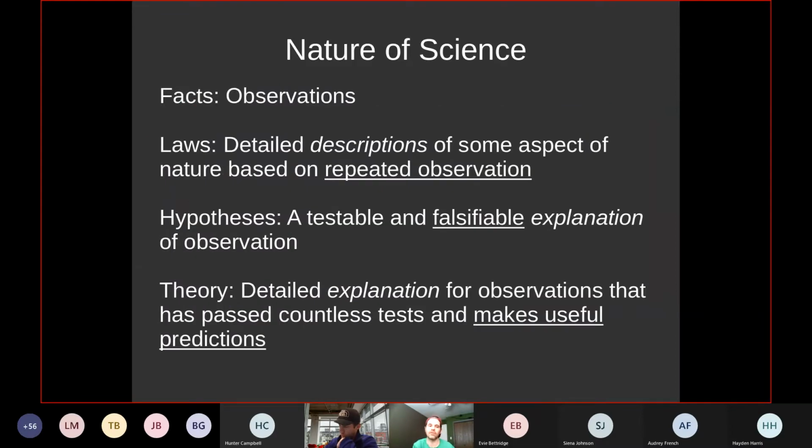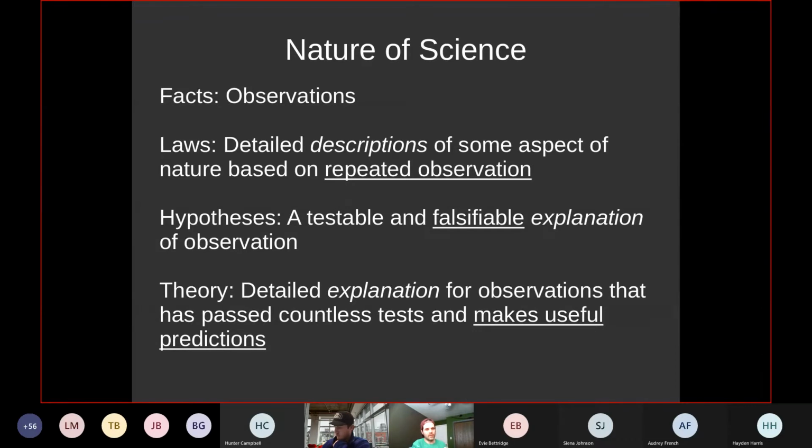Facts are just observations. You notice something, that's a fact. You observe it. You measure the length of your TV screen, you've got a fact about it. You made an observation. Now, laws are detailed descriptions of some aspect of nature based on repeated observation. So laws are like grown-up facts, pretty much. They tend to take the form of a mathematical equation. They're describing nature based on repeated observation.